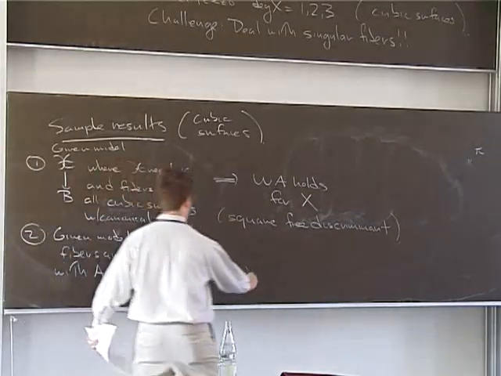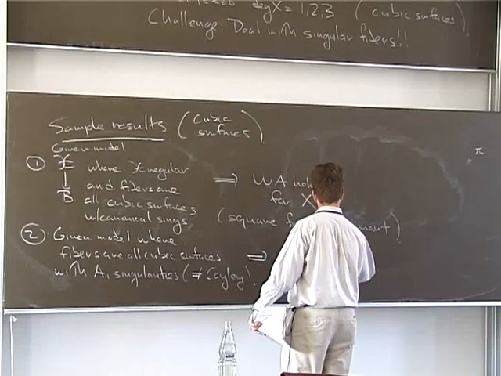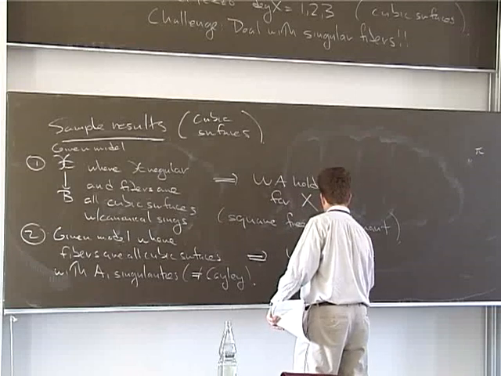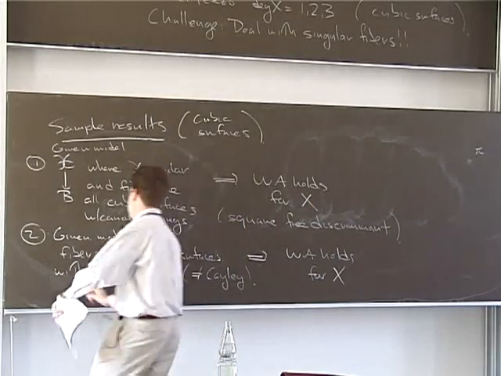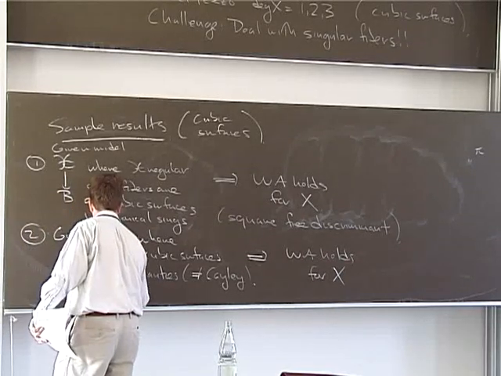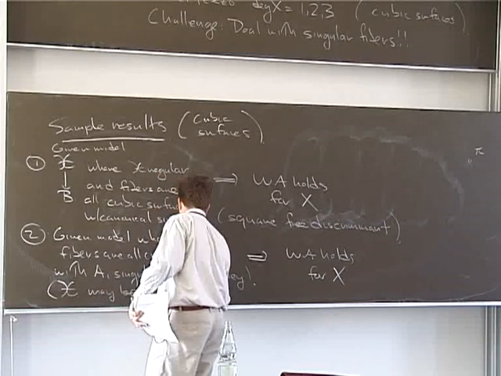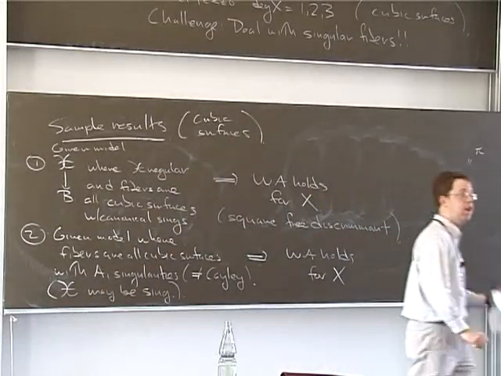So then we get that weak approximation holds. I want to emphasize here that the total space X may be singular. We may have singularities in the fiber.